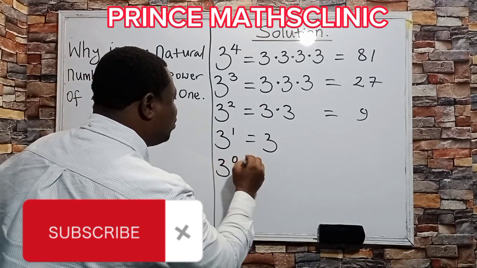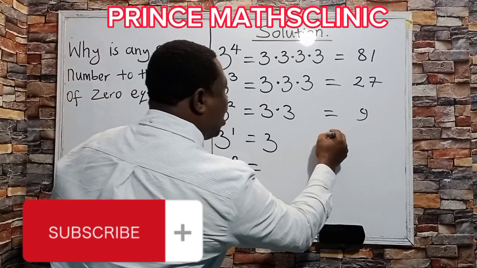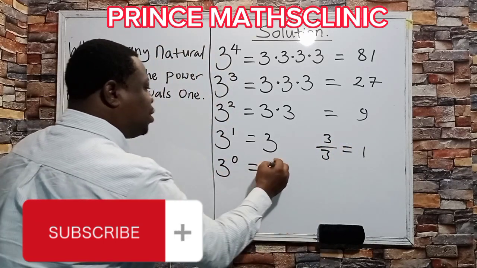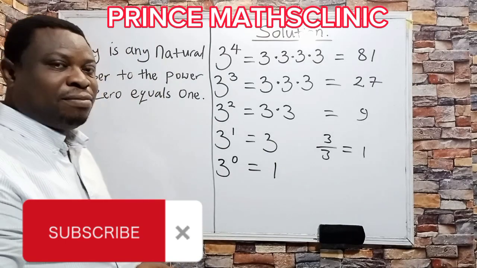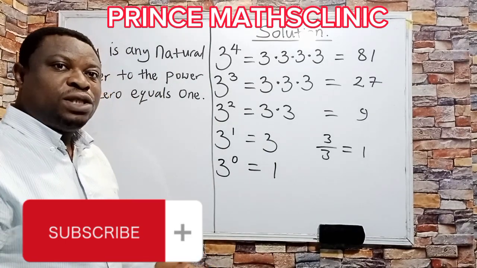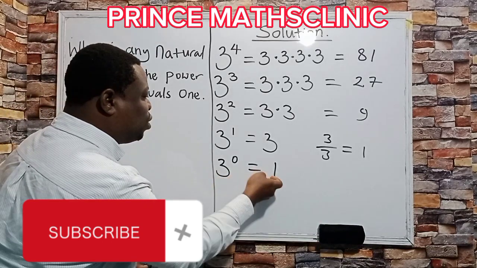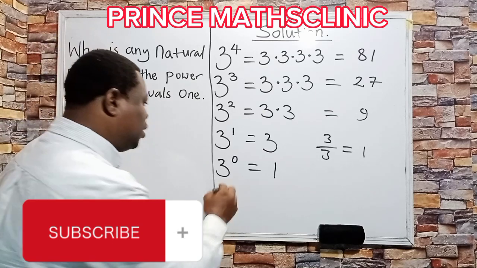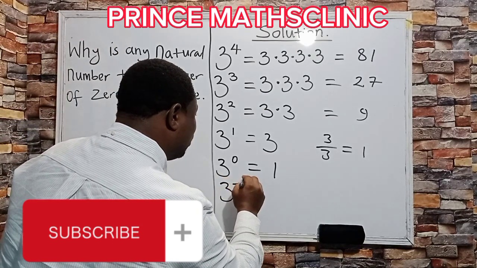So also, I'm going to divide this figure by 3 when it comes to the turn of 3 to the power of 0. 3 divided by 3 gives 1. So 3 to the power of 0 gives us 1. Now, I'm not going to end here. My promise was to show you that 3 to the power of 0 gives 1. What if you have a negative power, such as 3 to the power of minus 1?